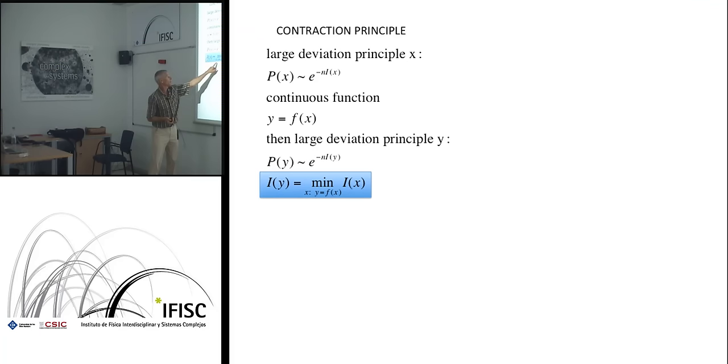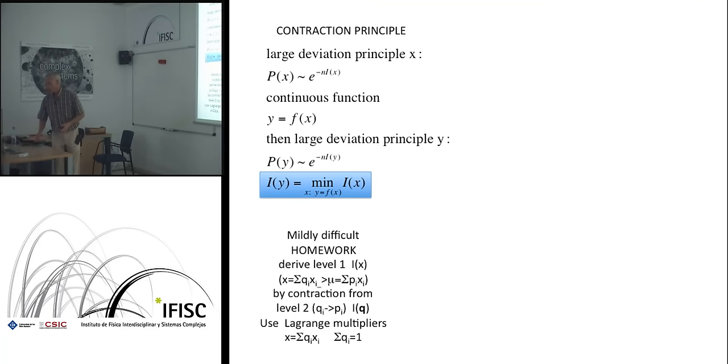And I have a mildly difficult exercise, in the sense that when I started, I had to sit down a little bit before I realized how to do it. So the mildly difficult homework is using the contraction principle. If you can do that, then I think you have understood my lecture. That is, derive the level one large deviation function by contraction from level two.